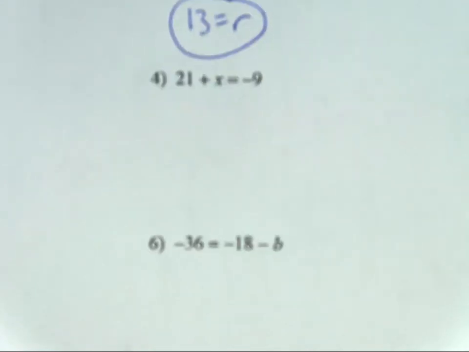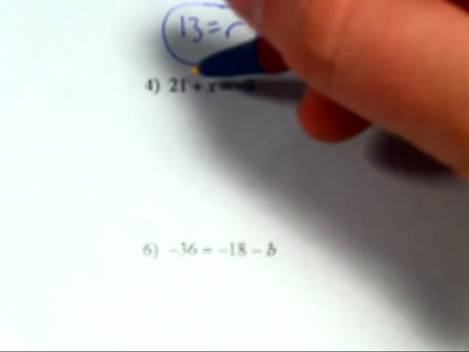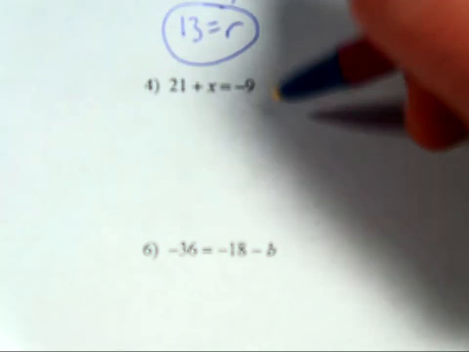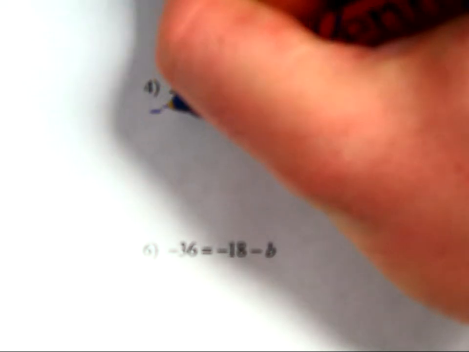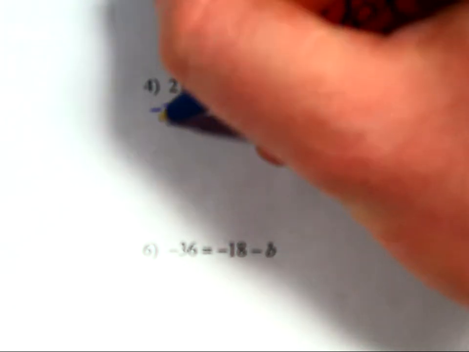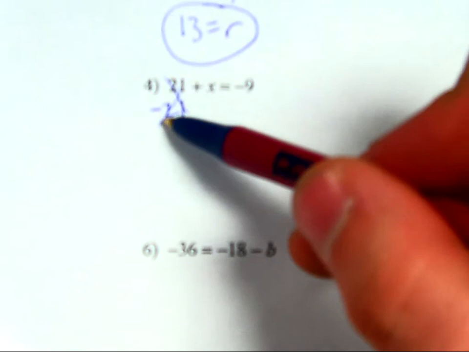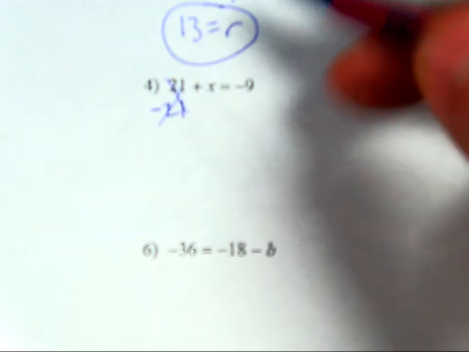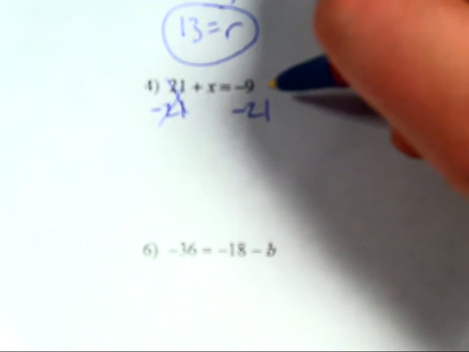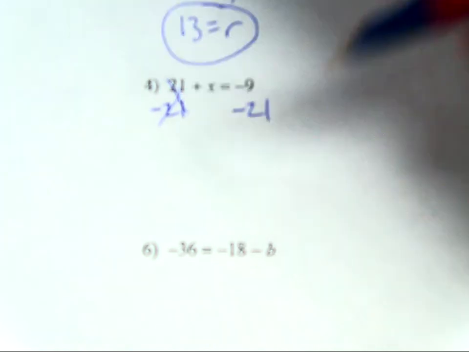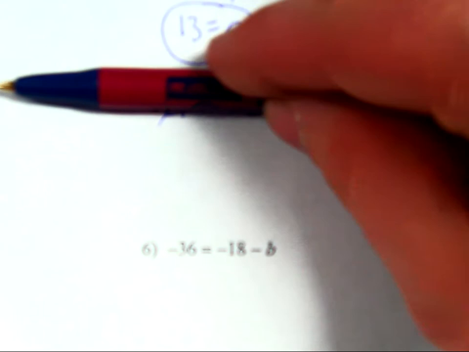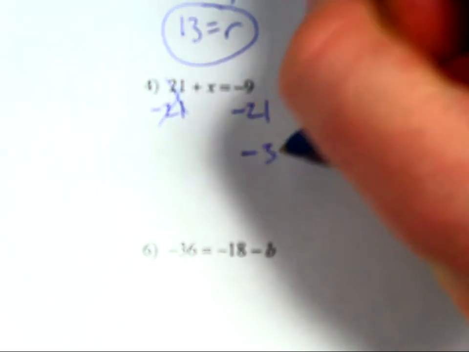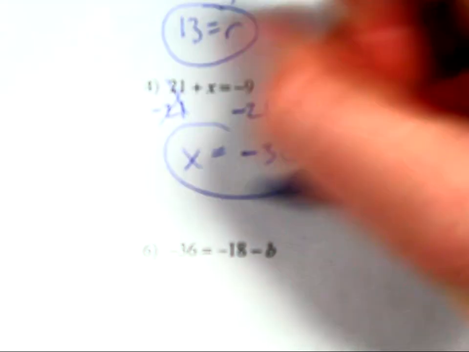Next one, look at number 4. 21 plus x equals negative 9. I need to get x all alone. So I take away 21 from here. That'll be equal to 0. If I do minus 21 on this side, I have to do minus 21 on the other side. If I have negative 9 minus 21 more, that means I'm starting at negative 9 and going more negative 21 times. That'll get me to negative 30, which equals x.